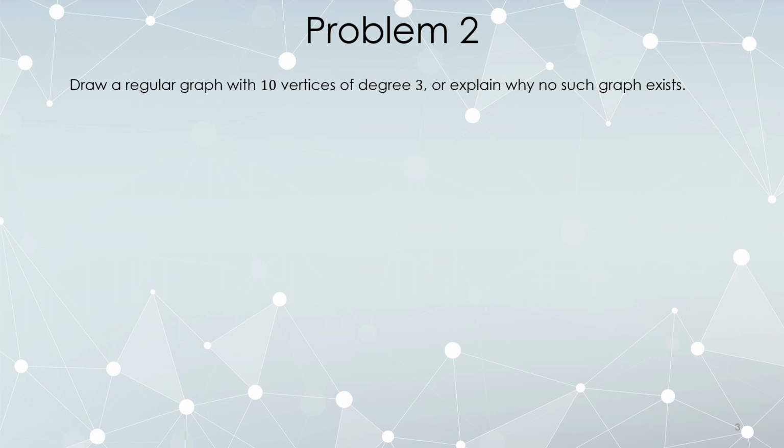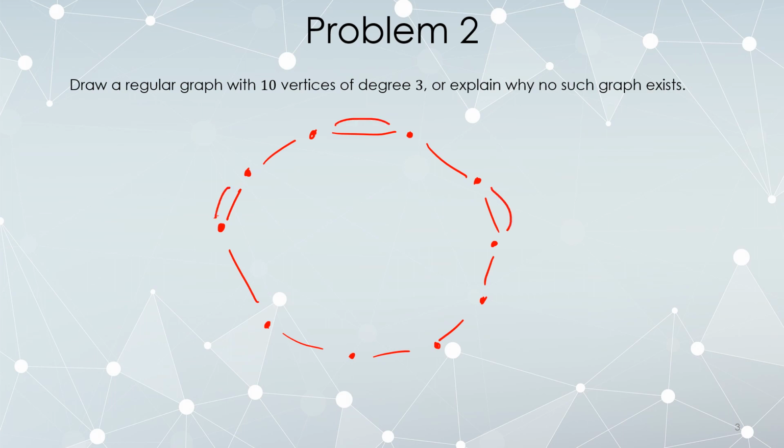So let's try. 10 vertices: 1, 2, 3, 4, 5, 6, 7, 8, 9, 10. Now I just want all of them to have degree 3. So let's make all of them have degree 2 by making a nice little wheel. Okay, we want all of them to have degree 3. So if multi-graphs were allowed, we could do a nice chemistry-looking example by perhaps doing something like this. So now every vertex has degree 3.